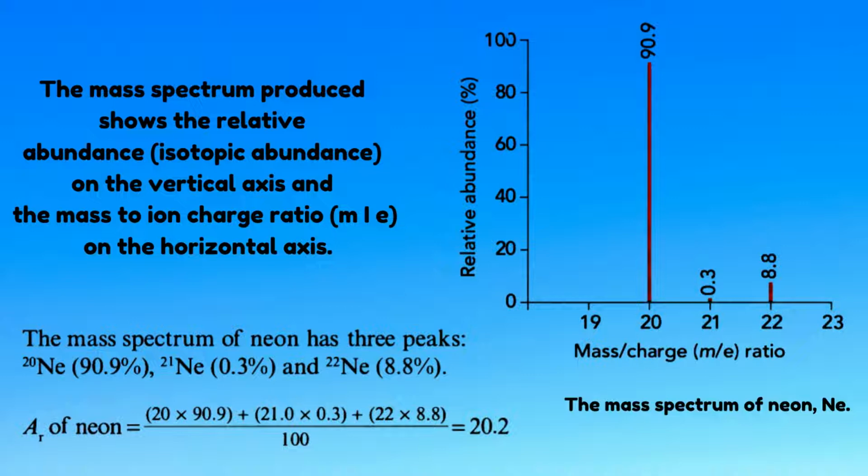Neon abundance 90.9%, which is neon-20, neon-21 0.3%, neon-22 8.8%. So the percentage abundance is given there, the mass number is also given there. So you multiply the mass number with the relative abundance and then take the sum of all those things, divide by 100, and that gives you the Ar, the relative atomic mass of neon. So the spectrum helps us to calculate the relative atomic masses. This is an example of neon.